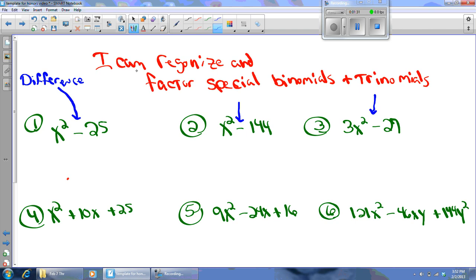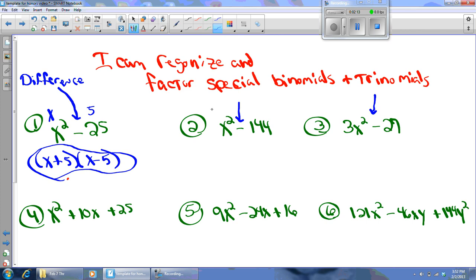Okay, so for the difference of perfect squares, we need to check. Is x squared a perfect square? It sure is. What's the square root? Well, the square root is x. Is 25 a perfect square? It is. What's the square root? Well, it's 5, the positive square root. Here's how this factors. Now watch, this is really tough. The quantity x plus 5 times the quantity x minus 5. And you're done. If you're not sure, FOIL it. You'll get x squared minus 25. This only works when it's the difference of perfect squares. It's only that simple.